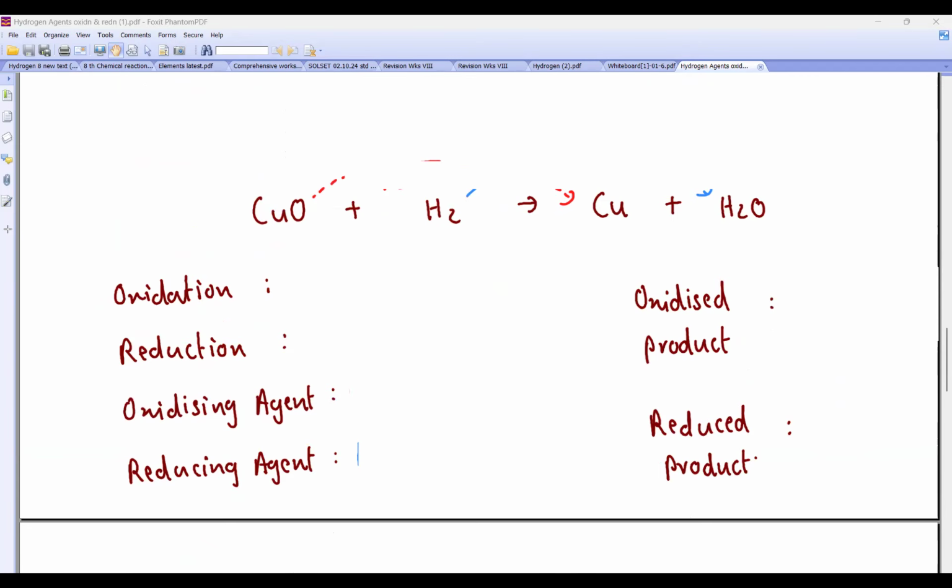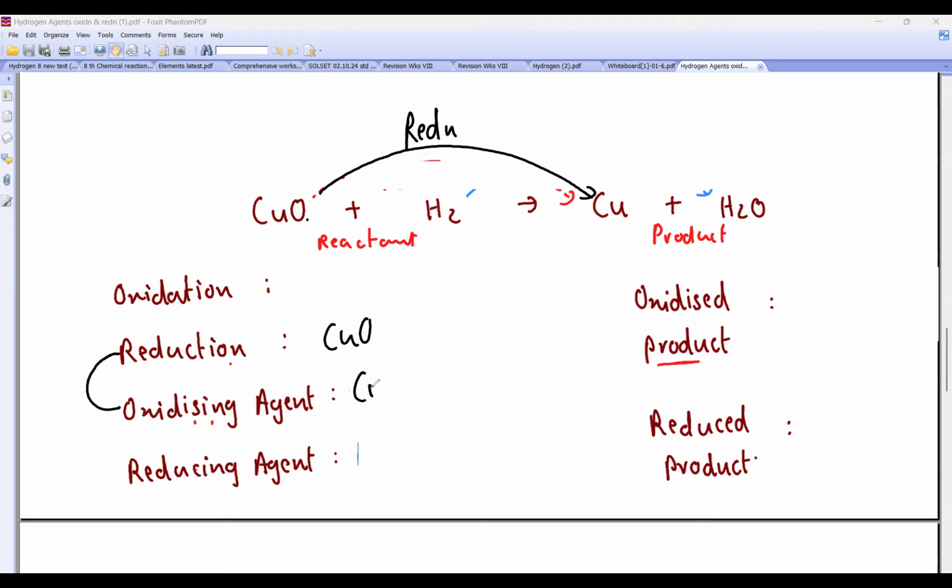I will give you this reaction and I'll tell you who is undergoing oxidation, who is undergoing reduction. Hydrogen, H2. Always remember, agents will always be on the left-hand side. And if they say product, then look, this is my reactant side and this is my product side. So whenever they say product, you look at the right-hand side. Now look, copper oxide becomes what? Copper. So it has undergone reduction, removal of oxygen. So who is undergoing reduction? Copper oxide. The one who undergoes reduction is which agent? Oxidizing.